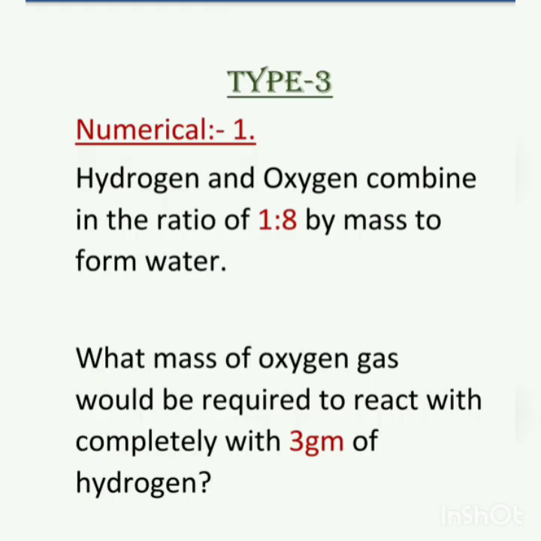Here we are having the numerical for practice. Hydrogen and oxygen combine in the ratio of 1:8 by mass to form water. It means 1 gram of hydrogen is combining with 8 grams of oxygen. So, how much amount of oxygen do we require to react with 3 grams of hydrogen to form water? I hope you will do this numerical.